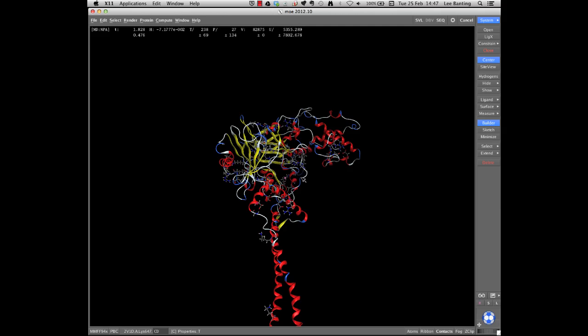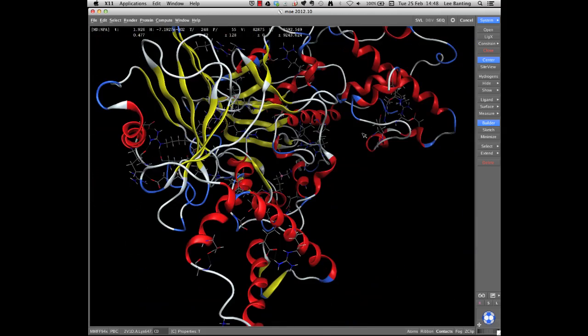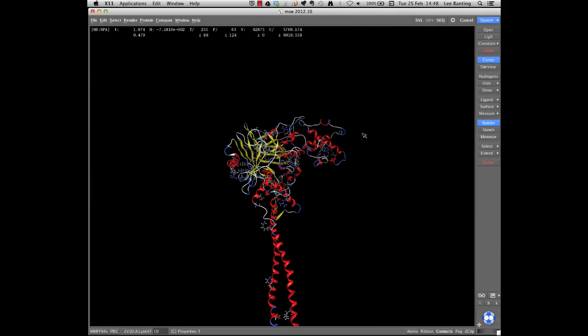I'll just try and center this molecule. There we go.